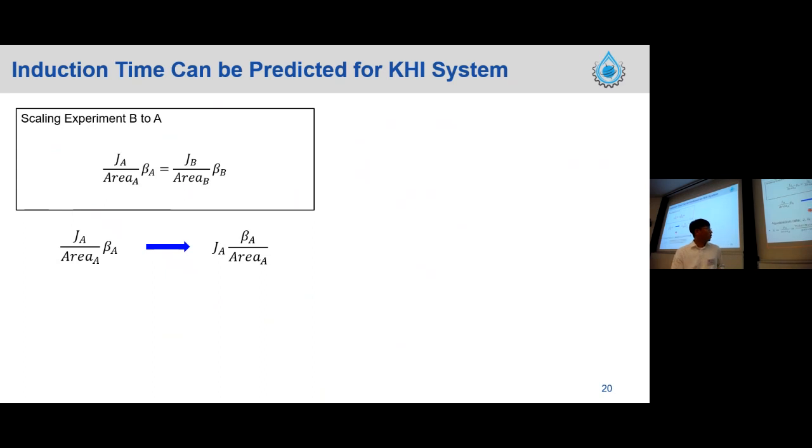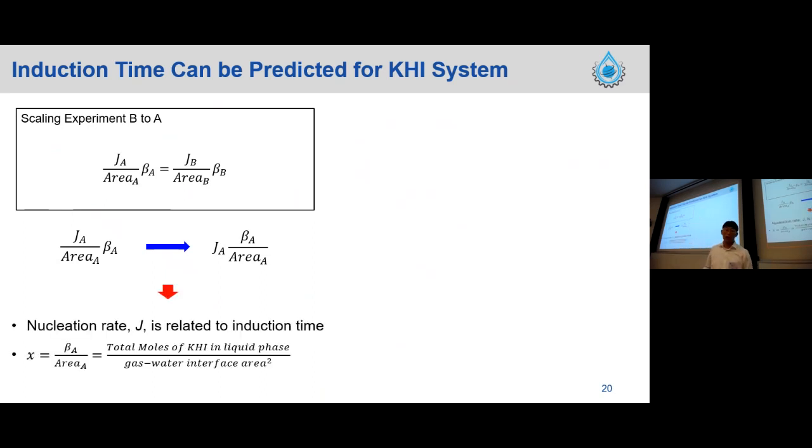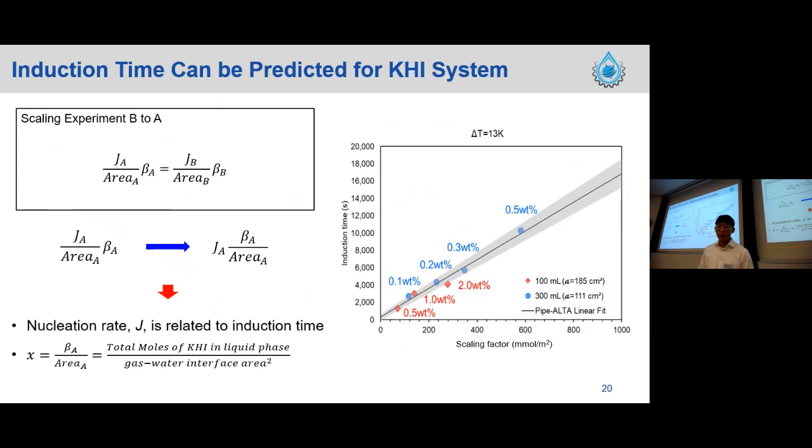And then here, J apparently is directly linked to the induction time. And then we got a new scaling factor X, which is beta over the area and the differential scale. If with this new scaling factor we plot induction time against it, that is what happened. As you can see, all the mean induction time points from different KHI concentration and different liquid loading are aligned together, reconciled, and they have a linear fit with some degree of uncertainty, where the gray area is showing the uncertainty of this case.